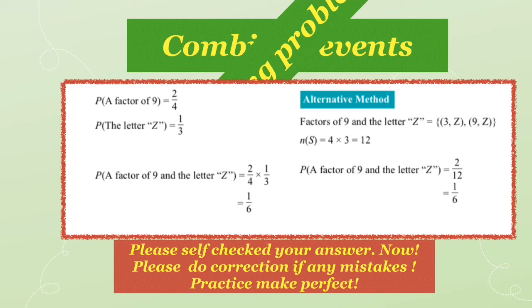Or you may try this method. Factor of 9 and letter Z, you list out first. So you have 3Z and 9Z, right? So after you list out, you count number of event getting factor of 9 and letter Z is 2. And number of sample space is 4 times 3. Multiplication rule. Okay, 4 times 3 is 12. So the probability of getting a factor of 9 and the letter Z is equal to 2 out of sample space, 12. So answer is 1 over 6. Okay, all can do, huh?